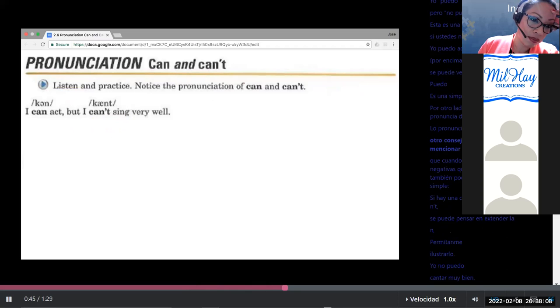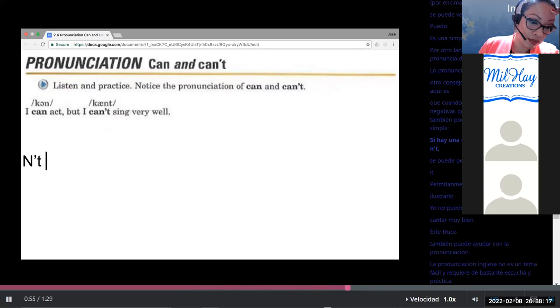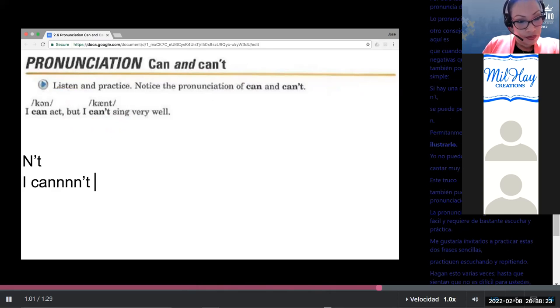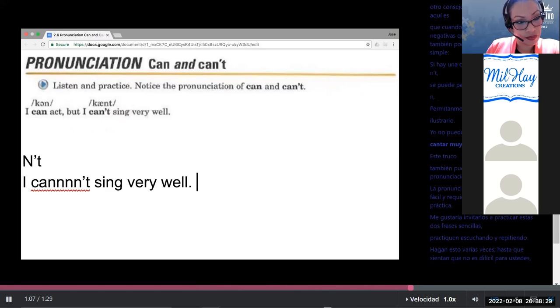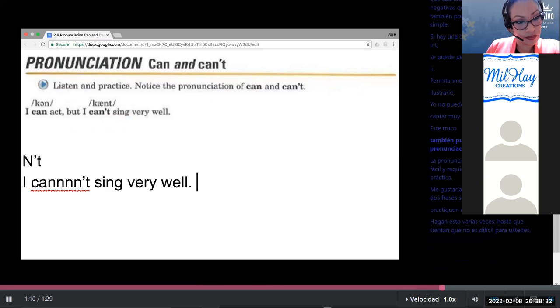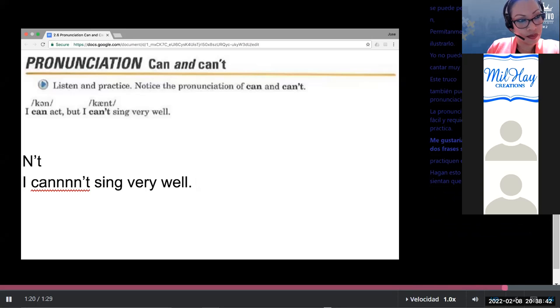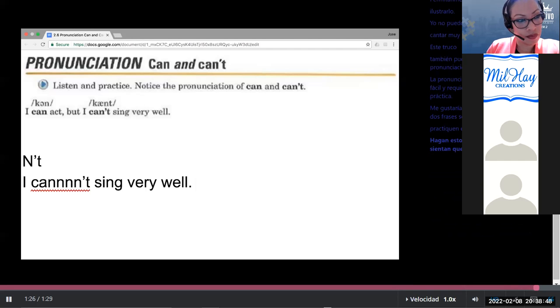Another tip that I would like to mention here is, when it comes to negative statements, which are contracted, we can also follow the simple rule. If there's a contraction which ends in nt, you can think of extending that n. Let me illustrate that. I can't sing very well. This trick can also help with pronunciation. English pronunciation is not an easy topic, and it requires a lot of listening and practicing. I would like to encourage you to practice these two simple phrases. Practice by listening and repeating. Do this several times until you feel like it's not difficult for you.